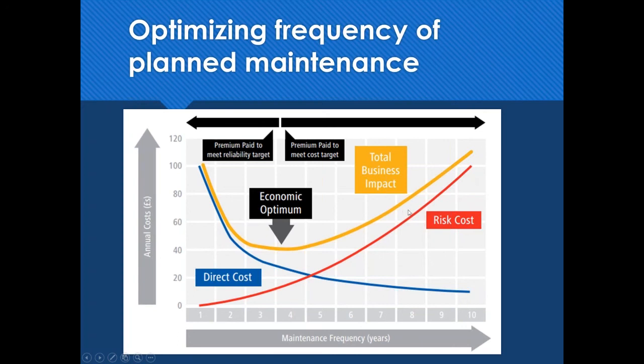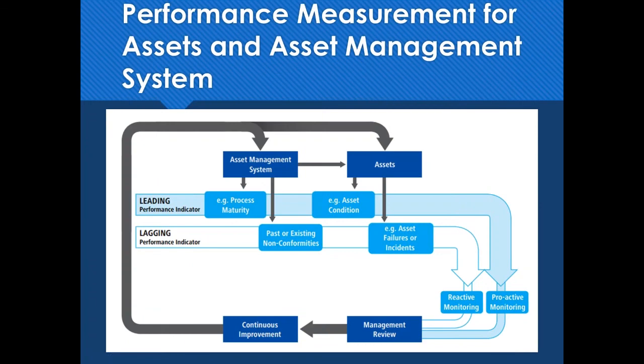So this is more like a performance measurement for assets and asset management system. This is one interesting slide because it has two things. One is it shows the leading performance indicators. The second one is the lagging performance indicators. Leading performance indicators are more like your proactive monitoring. When I talk about condition monitoring or predictive maintenance efforts, it's proactive monitoring where you're monitoring the asset condition on a regular basis, and then you're driving your maintenance activities based off of that.